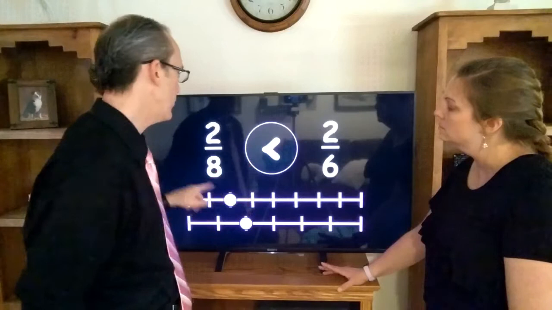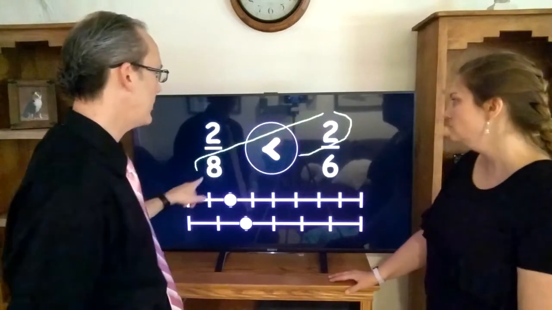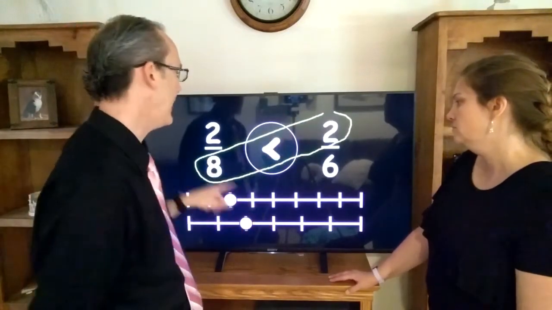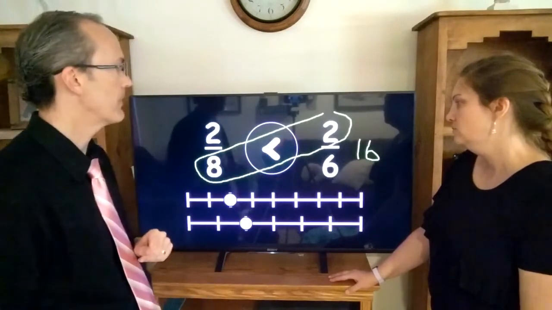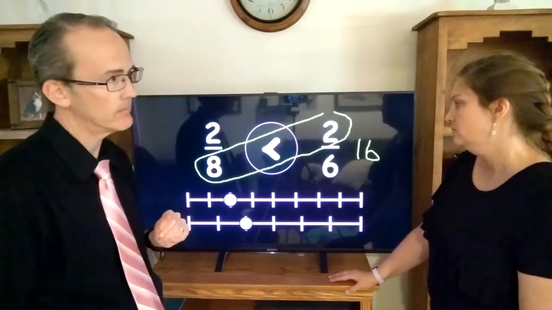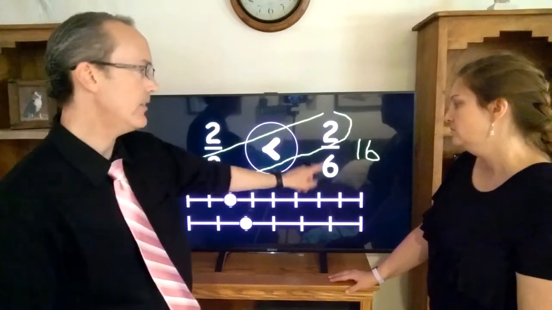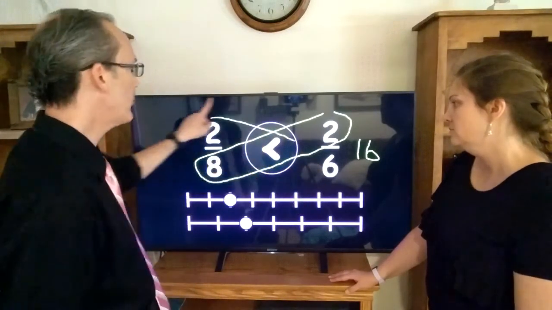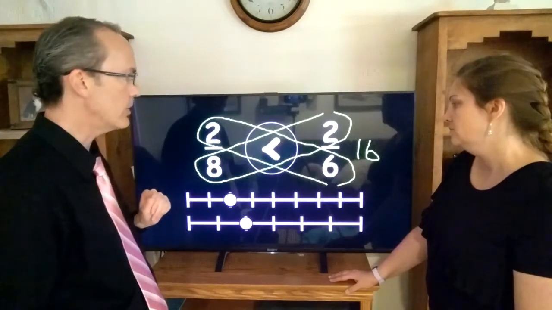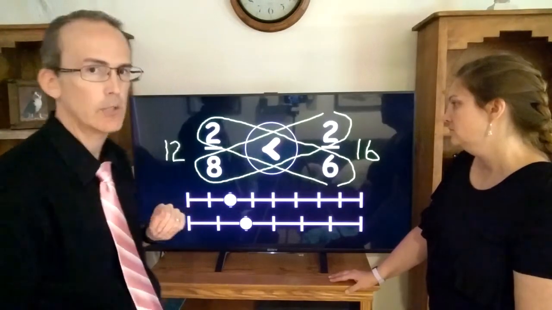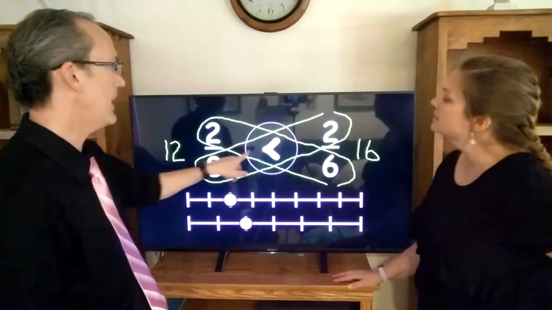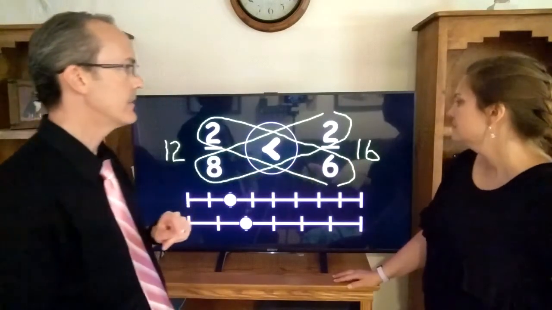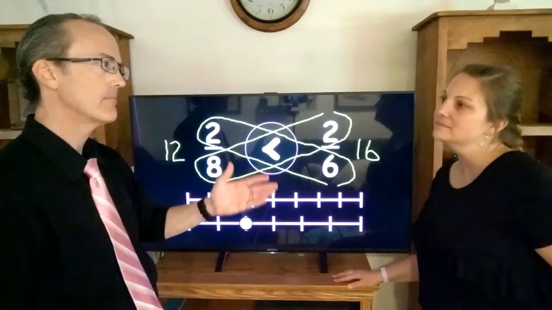I learned a different method. I learned that if you take the denominator on one side and cross multiply it with the numerator on the other side, you can find the answer that way as well. Let me show you. I'm going to circle my denominator here and my numerator here. I have 8 and 2, and I multiply 8 times 2 and get 16. I do the same on this side: 6 times 2 equals 12. And 12 is less than 16. Okay, I'll buy that. Thank you.